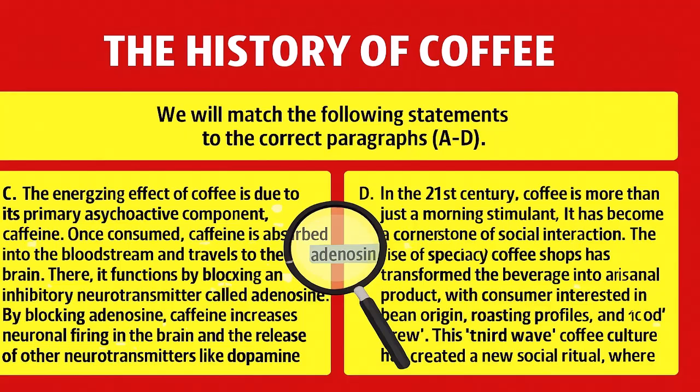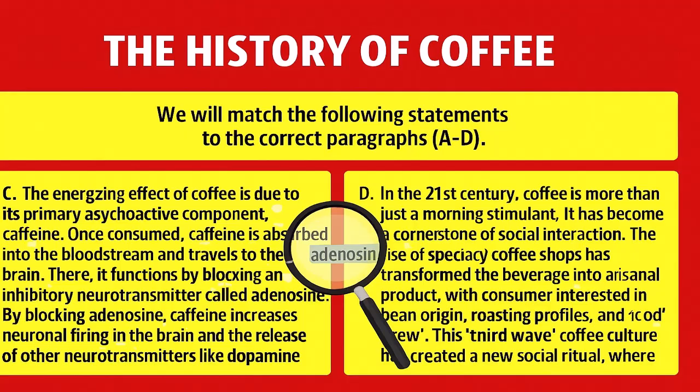Great, 1 clue solved. Now we move to Statement 2, looking for an example of how coffee's role in society has changed in recent times. I start scanning again from the beginning. Paragraph A is about the plant. Paragraph B is about early history in Europe. Paragraph C is about brain chemistry. Let's look at paragraph D. My keywords were society and recent times. I see 21st century, that means recent times. I see social interaction. This looks very promising.